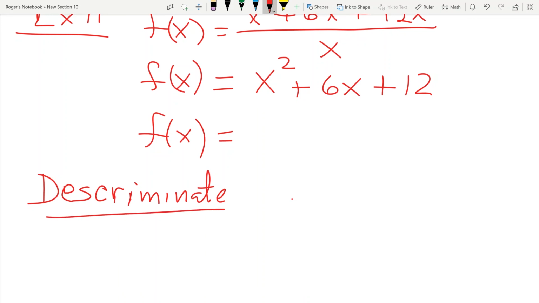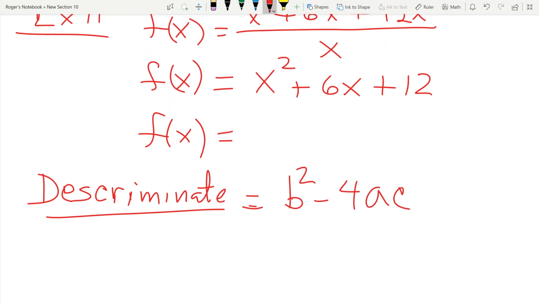Anyway, the discriminant is equal to b squared minus 4ac. If b squared minus 4ac is positive, you have real roots, but if it's negative, you don't. Okay, what is b? What is a and what is c?